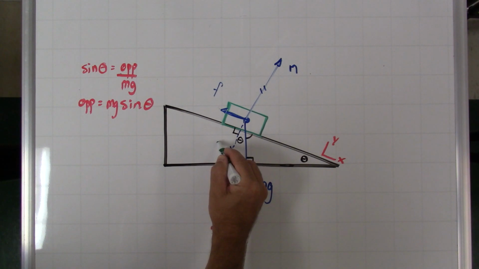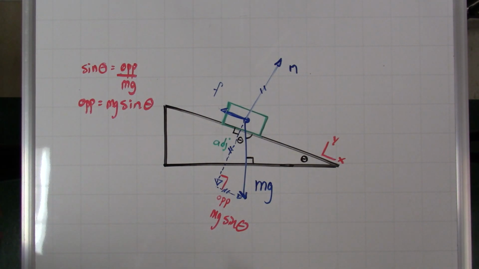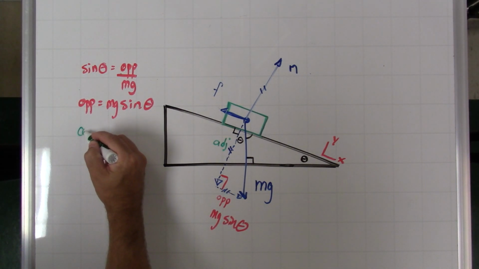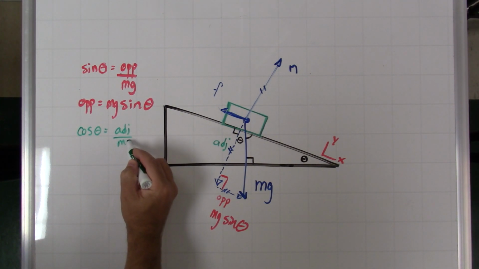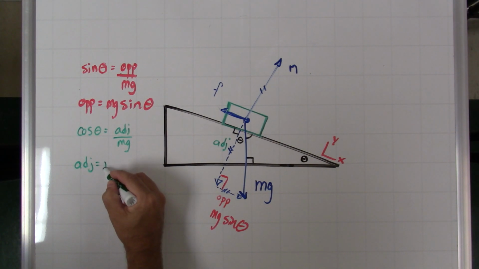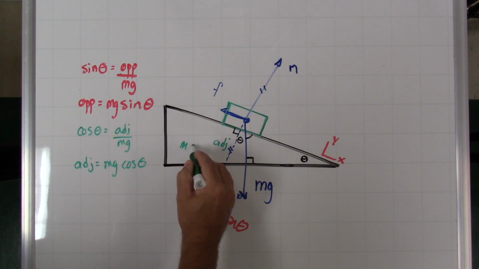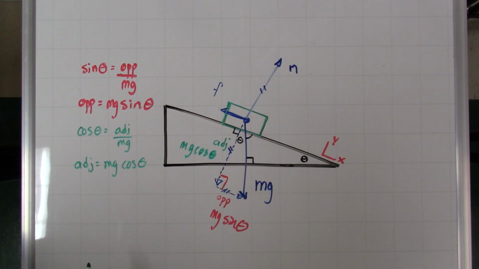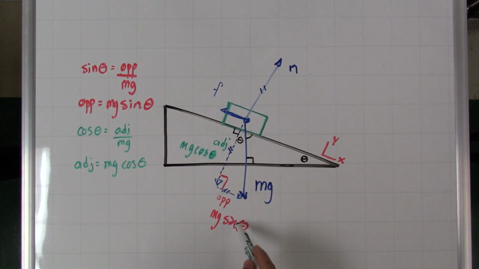And the one that's next to it, we call the adjacent side. We know the adjacent side and the hypotenuse are related via the cosine of the angle. So cosine of theta is equal to the adjacent side over the hypotenuse, which is the weight. So the adjacent side is equal to mg times the cosine of the angle theta. So now if I wanted to solve for the forces, I know that the normal force is equal to mg cosine theta. The frictional force is equal to mg sine theta because all the forces balance.